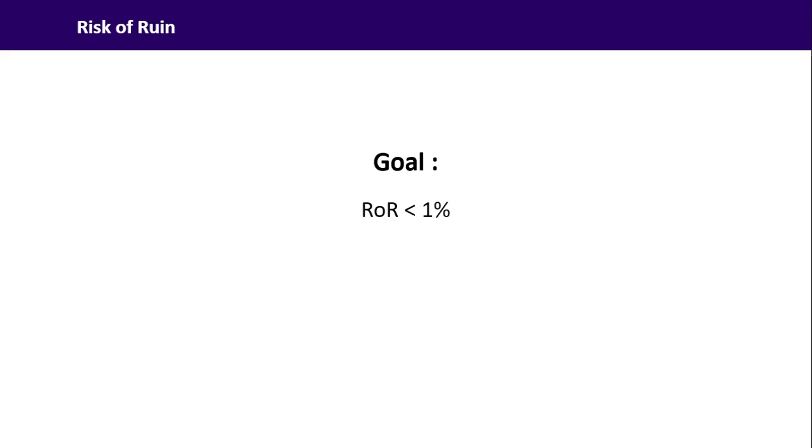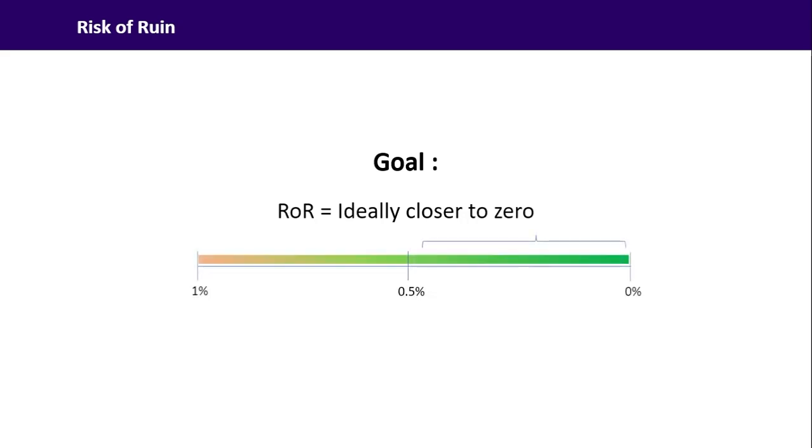First, remember that the goal is to keep the risk of ruin under 1%, and ideally closer to zero. So how are you going to do that? You achieve this by finding the optimum risk per trade for this strategy. And by optimum, I mean how much risk will allow you to achieve your goal in a reasonable time while also maintaining the risk of ruin close to zero.